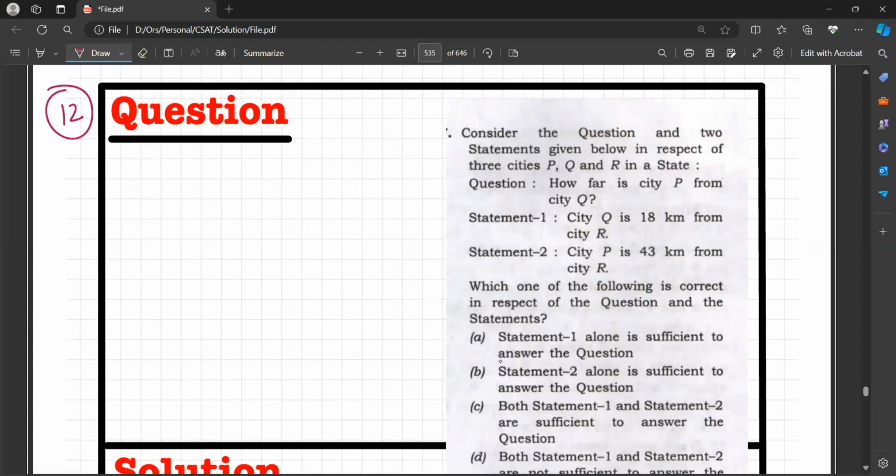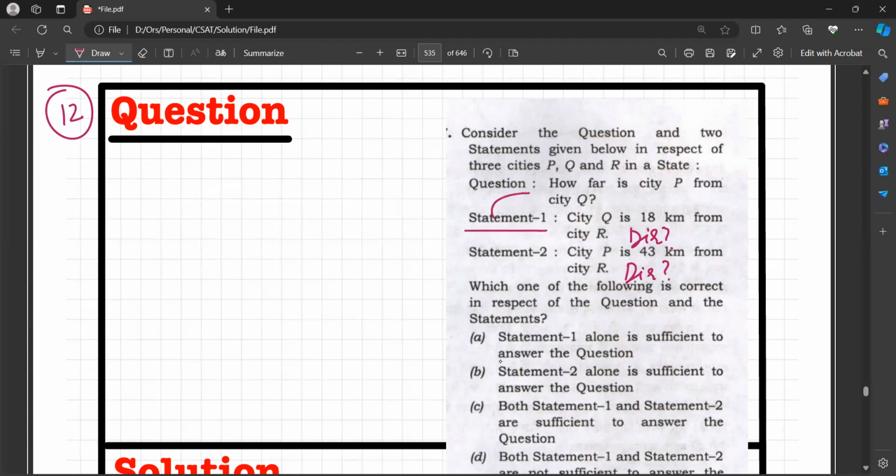Consider the question and two statements given below in respect of three cities P, Q, and R in a state. How far is city P from city Q? We need to find the distance PQ. City Q is 18 km from city R. Distance is known, but the direction is not known. City P is 43 km from city R. Again, direction is not known.